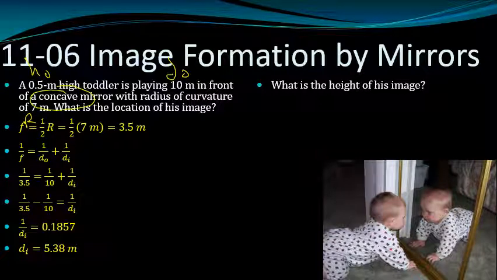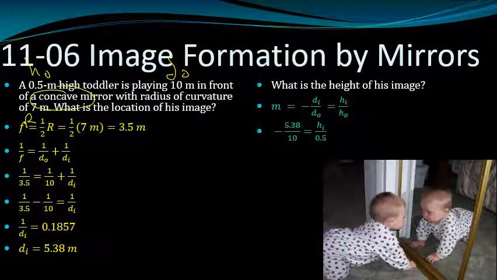What would be the height of his image? Well, we could use the magnification equation. We know the object distance. We now know the image distance. We know the object height. We can fill those in. Multiply both sides by 0.5. And his image height would be negative 0.269.